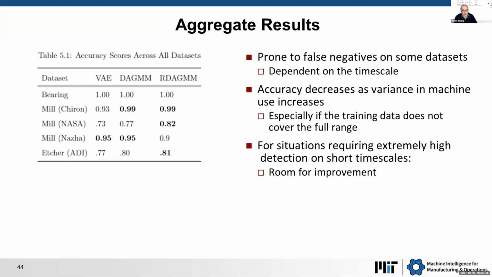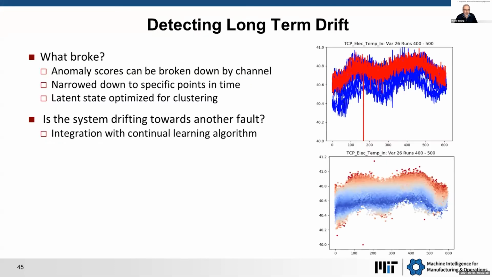We do see some places where our approach is prone to some false negatives, again, on large data sets or data sets depending on the time scale. As the machine use or the space of machine use grows, accuracy decreases somewhat. There are some interesting ideas that my students have for conditioning, or feeding in things like known recipe number, to be able to actually condition the variational autoencoder in the middle. So there's still some room for improvement, but generally we get good results.